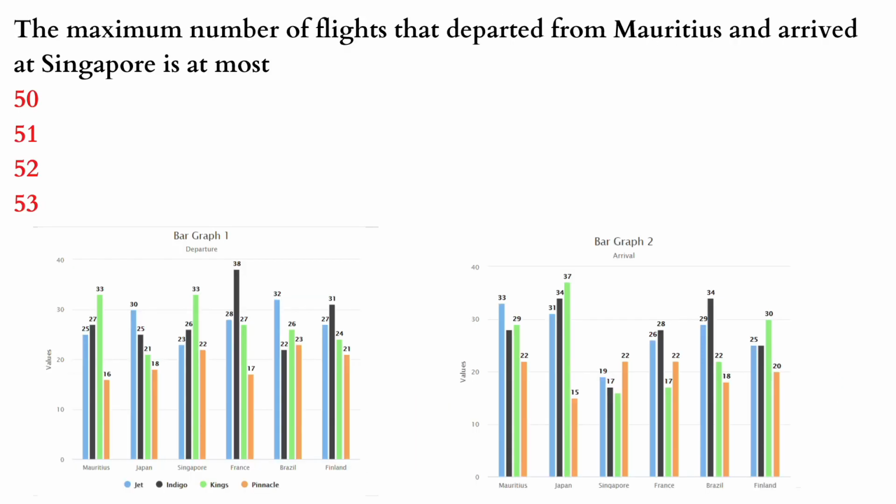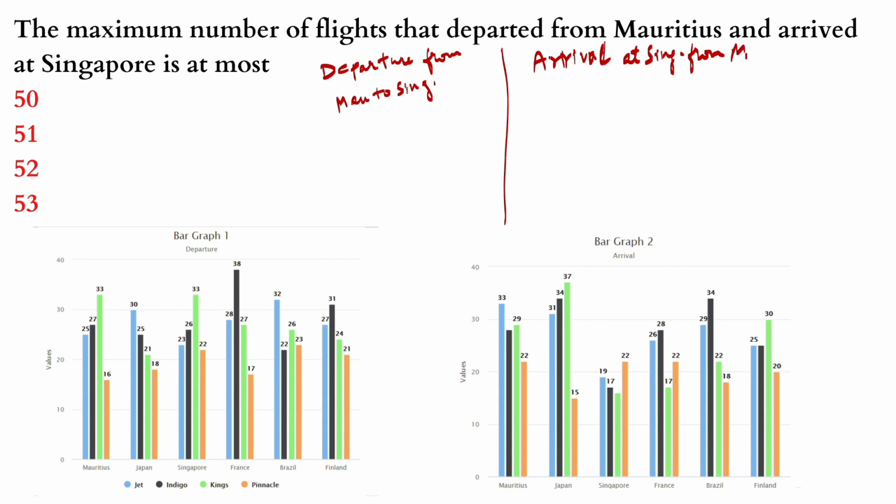airlines. Okay. So what's the first question? The maximum number of flights that departed from Mauritius and arrived at Singapore is at most. Departure from Mauritius to Singapore, and this is arrival at Singapore from Mauritius. Okay. So from Mauritius to Singapore, we have Jet, Indigo, Kings and Pinnacle, and this is Jet, Indigo, Kings and Pinnacle. Okay. So departure, right?